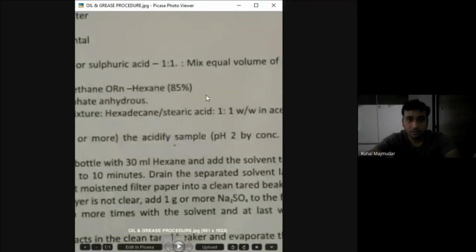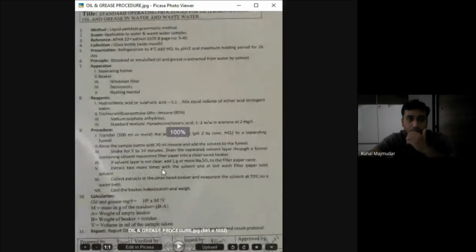Now see how to calculate the quantity of oil and grease present. Wait a minute. Yes, able to see the screen? Yes, sir. Okay.